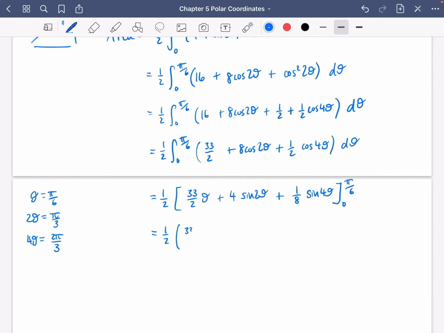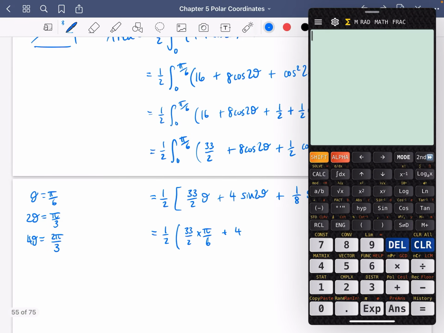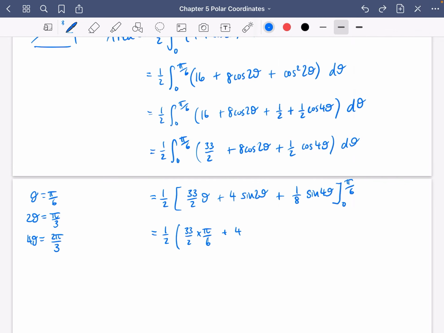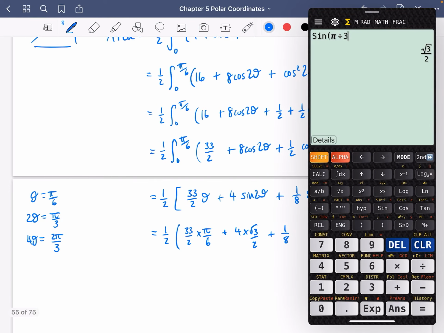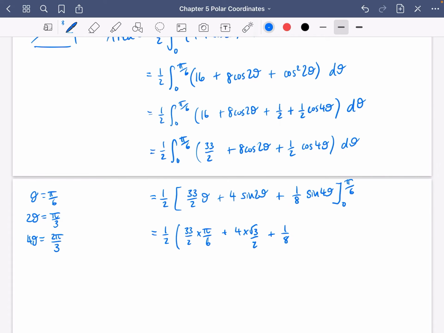So we're going to have 33 over 2 multiplied by pi over 6. Then we're going to have plus 4 sine of pi over 3. Well, I'm going to go straight in with that actually. So sine of pi over 3, I should know that one actually. It's a bit early for me this morning. It's root 3 over 2. So that's 4 times root 3 over 2, plus an 8 times the sine of 2 pi over 3, which is root 3 over 2.